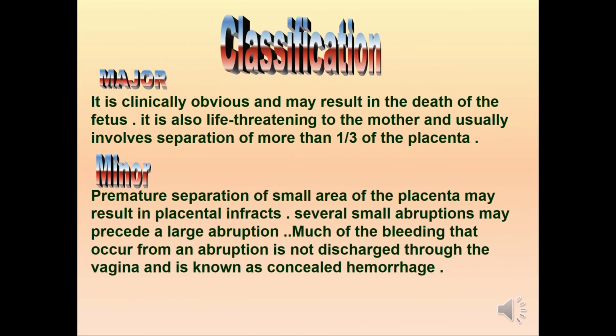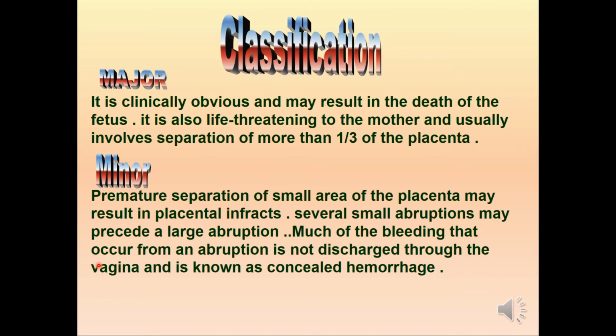Classification: placental abruption is classified into major and minor. Major is clinically obvious and may result in the death of the fetus. It is also life-threatening to the mother and usually involves separation of more than 1/3 of the placenta. Minor, premature separation of a small area of the placenta, may result in placental infarcts.